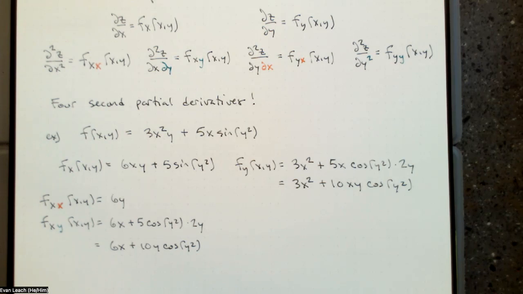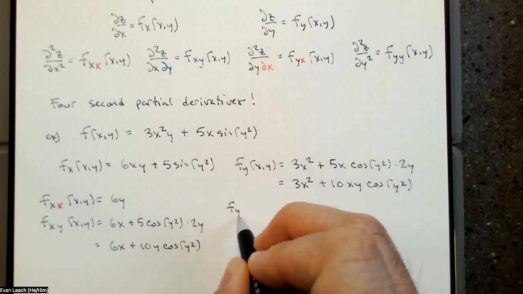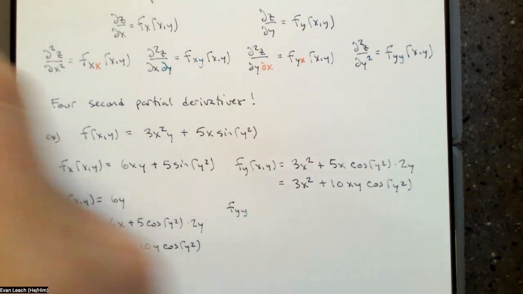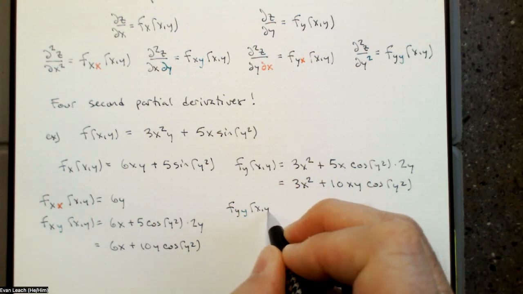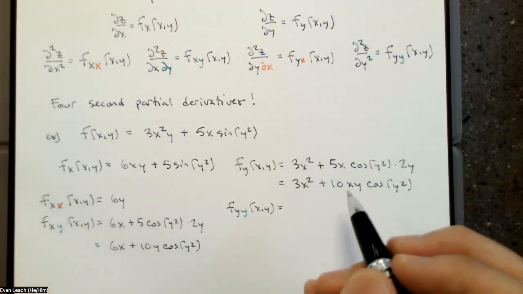Let's go over to fy and find the second partial derivatives. First, let's find the second derivative with respect to y again, so fyy. So in the partial with respect to y, the 3x squared is constant. There's no y in it, so that's a constant term. So the derivative of the 3x squared is 0.